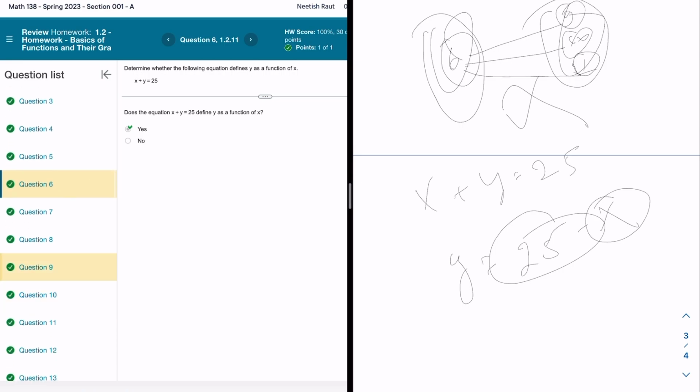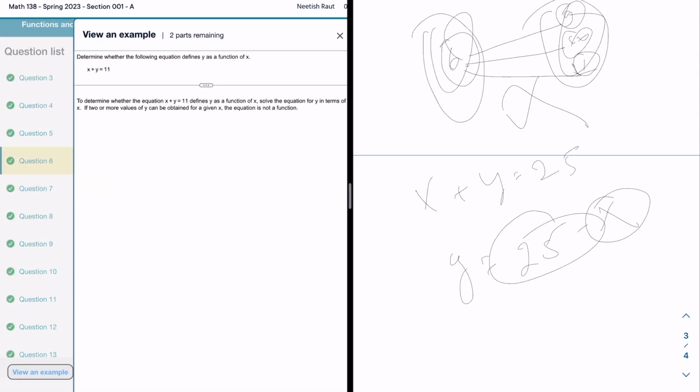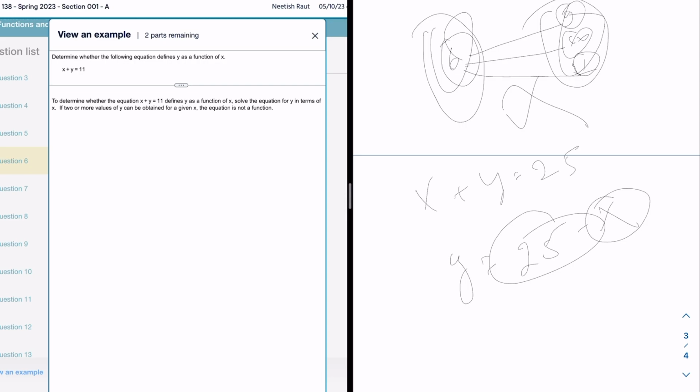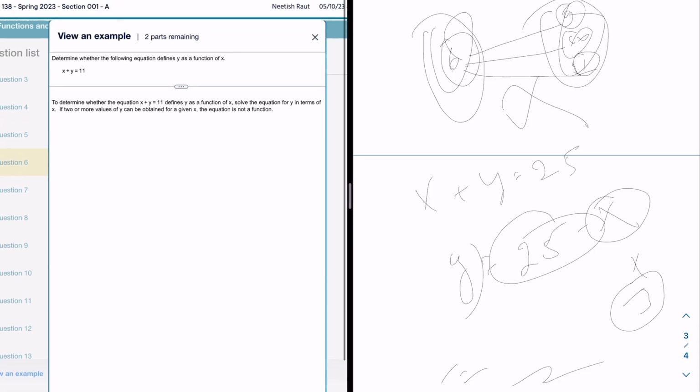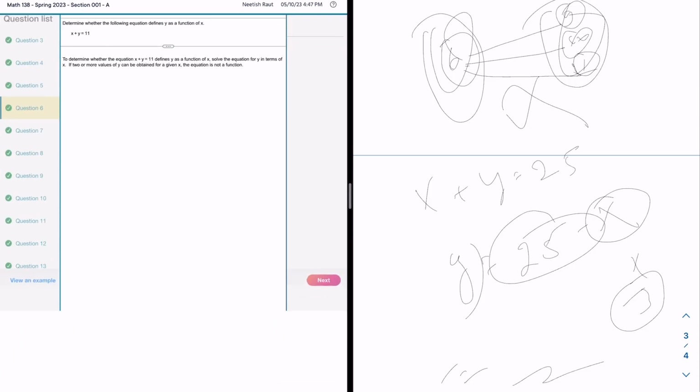Let's see what MATLAB says. If you want to read, you can. To determine whether the equation x plus y equal to 11 defines y as a function of x, they solve the equation for y in terms of x. We did that. If two or more values of y can be obtained from a given x, the equation is not a function. I told you, if you get two values for a single x, if you plot like -3 and you get two values for y, then it is not a function. But you will not get that, because it is linear.